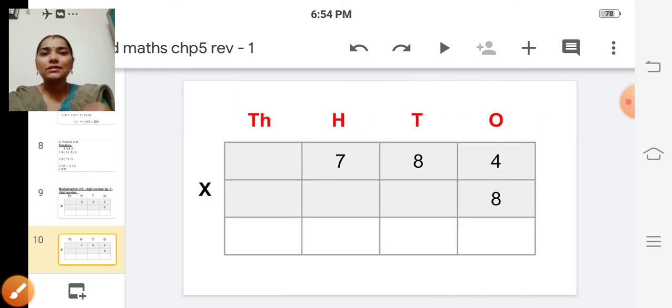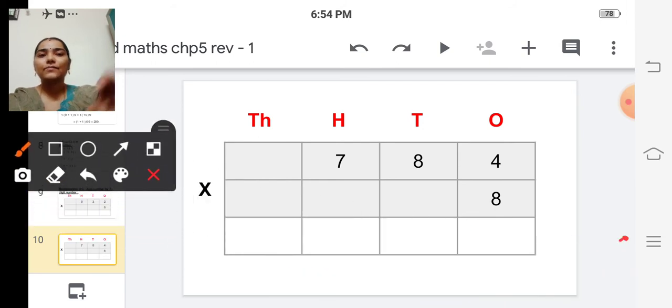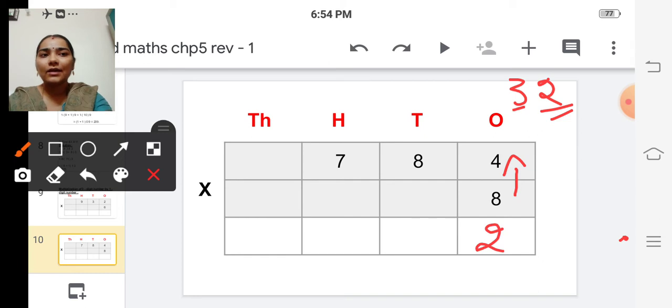The next one is 784 into 8. So we are going to multiply 784 and 8. So we have to start from the ones place. So multiply 8 and 4. 8 fours are 32. 32 is a 2-digit number, isn't it? So we have to write this 2 in the answer and carry over this 3 to the next place, that is to the tens place.